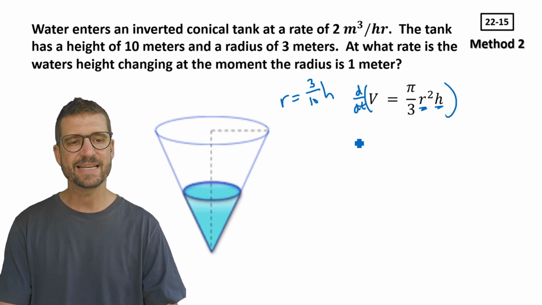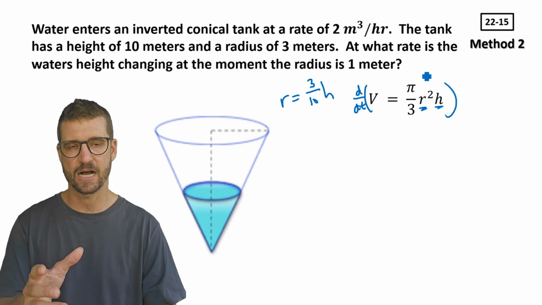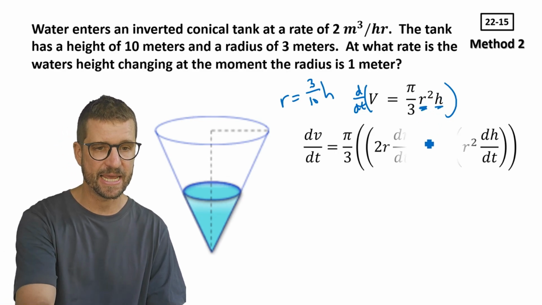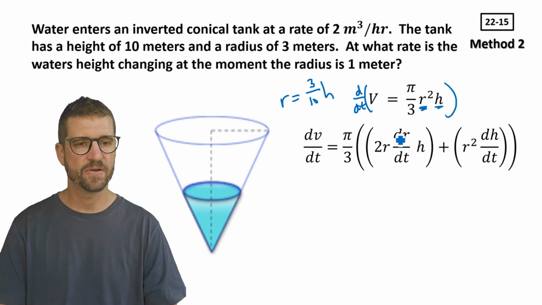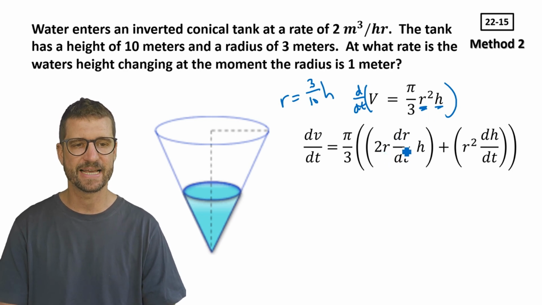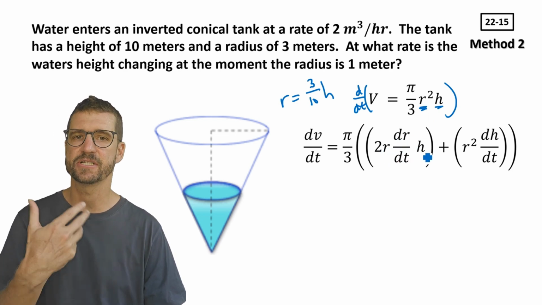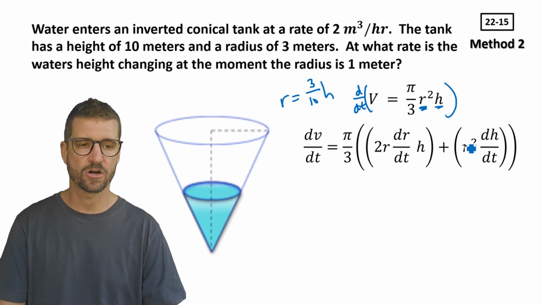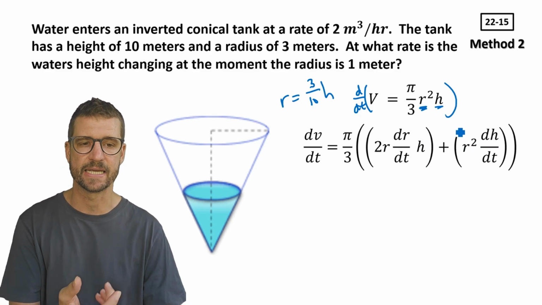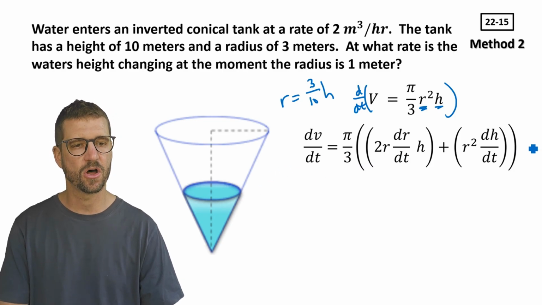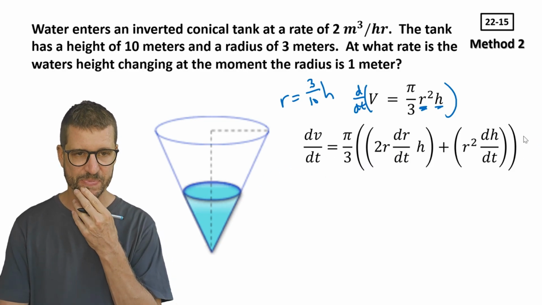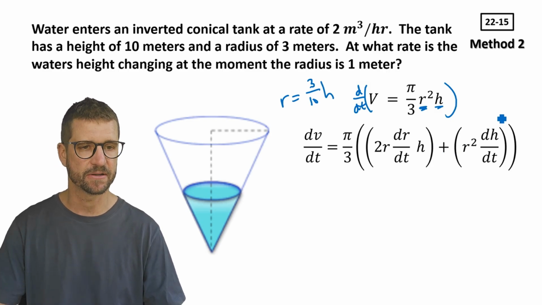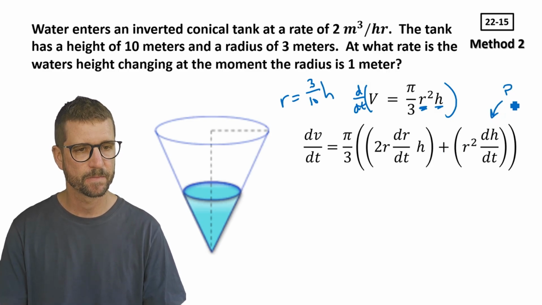So this would be dV/dt equals pi over 3, that's a constant, times 2r dr/dt times h, right? So this is the derivative of the first, 2r dr/dt, h is the second, we leave it alone, plus leave the first alone, r squared, times dh/dt. So you would get all of this long problem here, okay? And now you would need to plug in, remember we're still looking for dh/dt, right? We're still looking for this here.